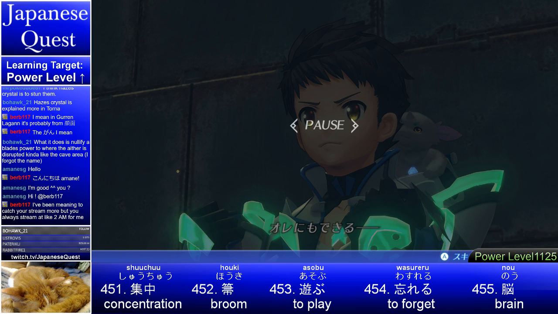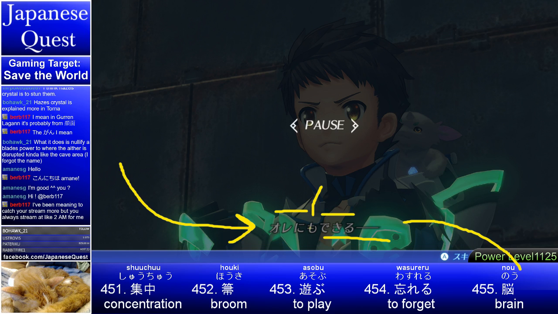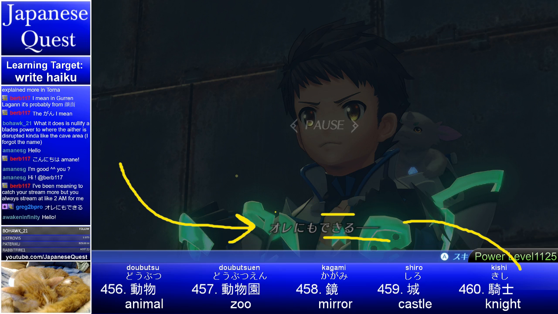But I can do it as well? Kind of a nice sentence. I feel like this one can apply to language study as well. I always like to rest on those sentences. Orenimo, for me as well. I can do it. Dekiru. Very nice verb. Can do. And then mo, also. Ore ni mo. So for me as well. I can do it. Ore ni mo dekiru. Nihongo demo. Eigo demo. So whether it's Japanese, English, I can do it as well.